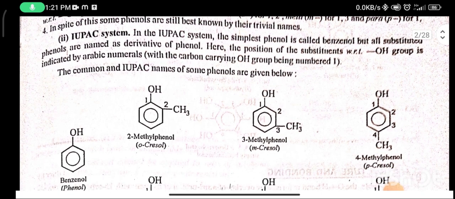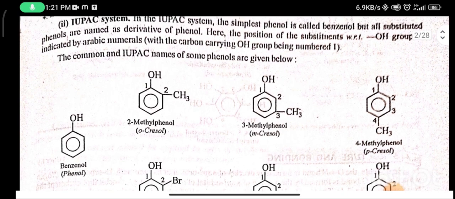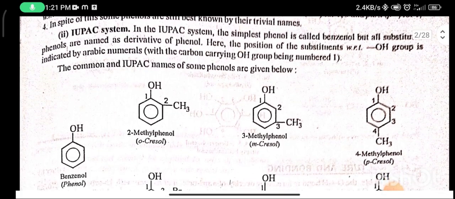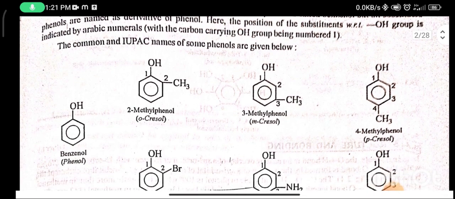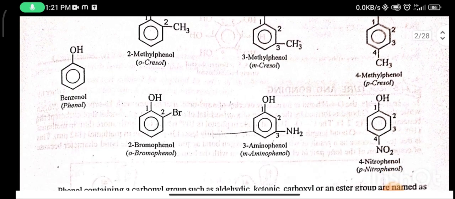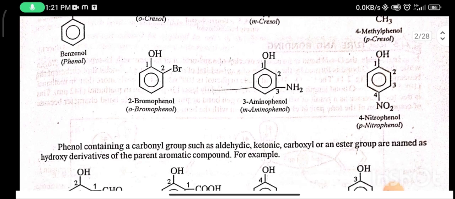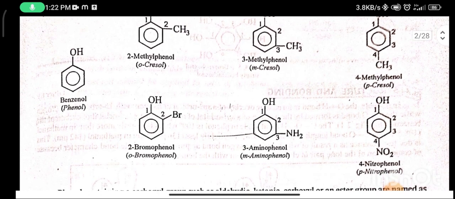IUPAC system. In the IUPAC system, the simplest phenol is called benzenol, but all substituted phenols are named as derivatives of phenol. Here, the position of a substituent with respect to OH group is indicated by Arabic numeral with carbon carrying OH group being numbered 1. Common and IUPAC names of some phenols are given below. 2-methylphenol, common name orthocresol. 3-methylphenol, common name metacresol. 4-methylphenol, common name paracresol. Benzenol has a common name phenol.